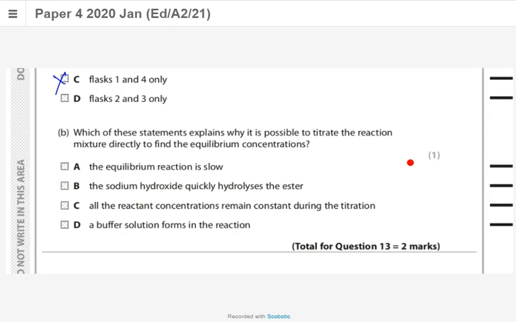Which of these statements explains why it is possible to titrate the reaction mixture directly to find equilibrium concentrations? Usually we have to quench the reaction, right? Especially acid-alkali reactions or any other reaction that is very fast, you have to quench the reaction first, and only then take it out. Because reactions are very fast, you can't titrate. By the time you start the first titration, the whole reaction is over. At least you need about 3 or 4 readings, 3 or 4 different titre values.